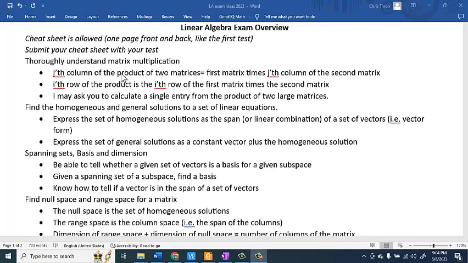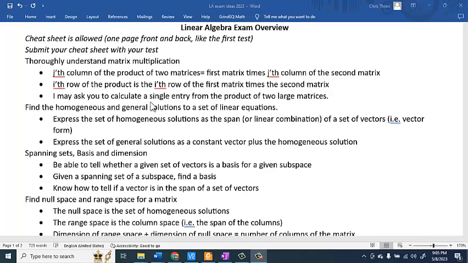You can verify that. The ith row of the product is the ith row of the first matrix times the second matrix. Now, very similar. If the ith row of the first matrix is, say, the third row of the identity matrix, then this product will pick out the third row of the second matrix. These two are related by transpose. You can prove one by taking the transpose of the other one.